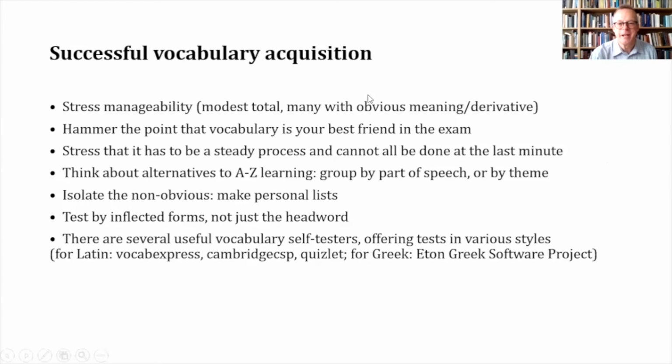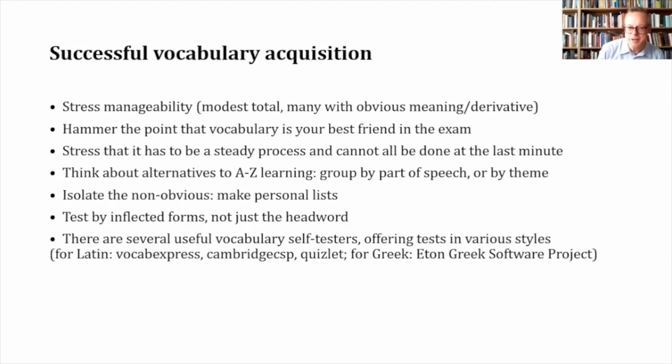Okay, successful vocabulary acquisition. Stress manageability. We're talking about a modest total here of 400 odd words. I mean, even Blyton in Noddy Books uses about 700 words in English. We're not talking about any big demand here. Many of them have obvious meaning or derivative. Hammer the point that vocabulary is the best friend in the exam. Stress it has to be a steady process. You can't do it all at the last minute.